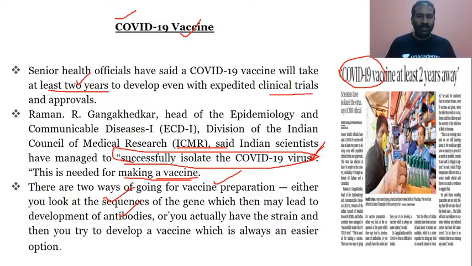And the other one is, actually we have the strain of the virus, and then we can go ahead with trying to develop a vaccine, which is always an easier option. That means you have two options: to go ahead with sequencing the genome, or else to at least identify the strain of the coronavirus. By these two methods, you can go ahead with developing the vaccine.